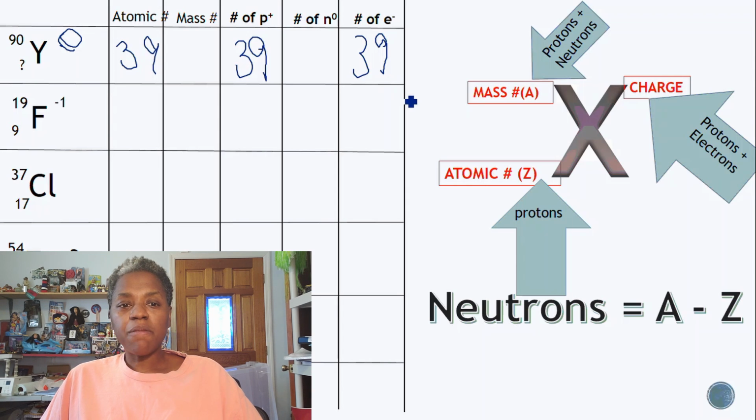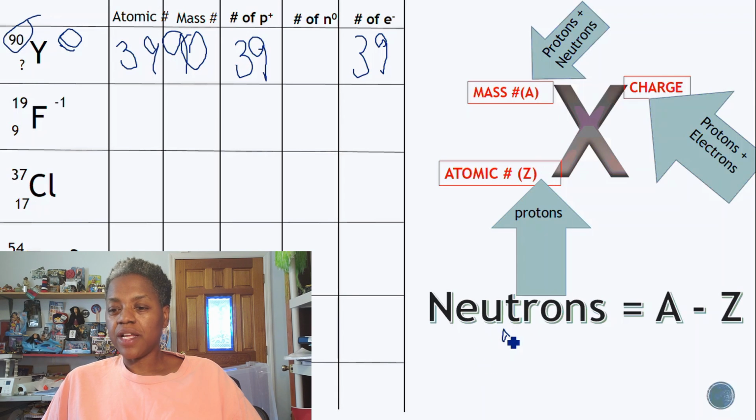So now let's look at the mass number. The mass number is this number up top, so that would be 90. So how do I get neutrons? Neutrons, you take the mass number minus the atomic number. So we take the mass number, which is 90, minus the atomic number, which is 39. And when we take 90 minus 39, we get 51.